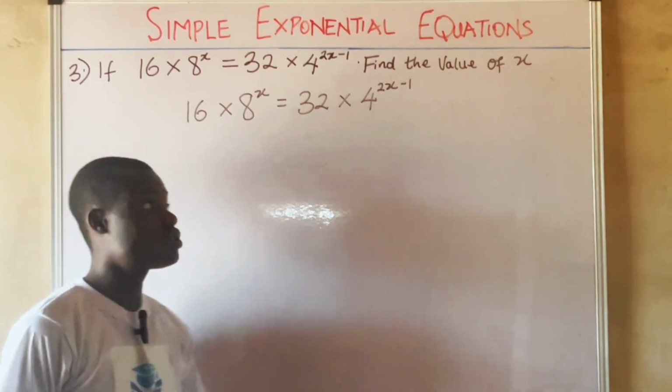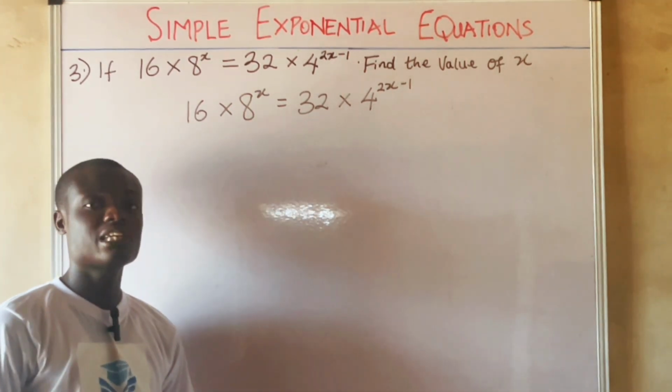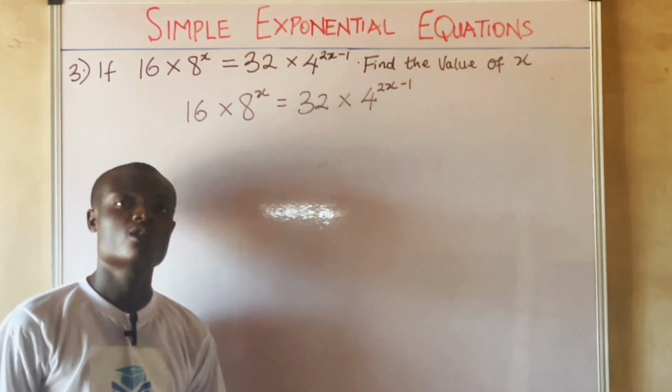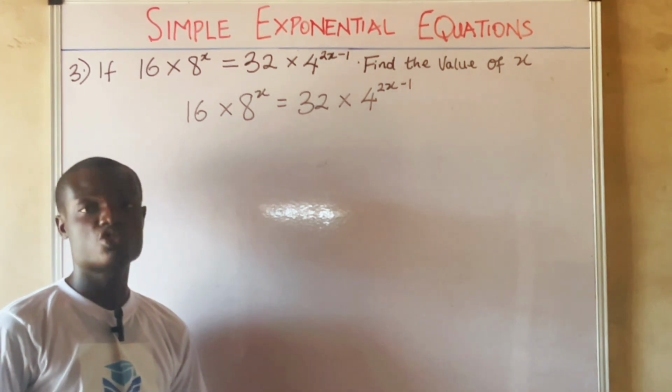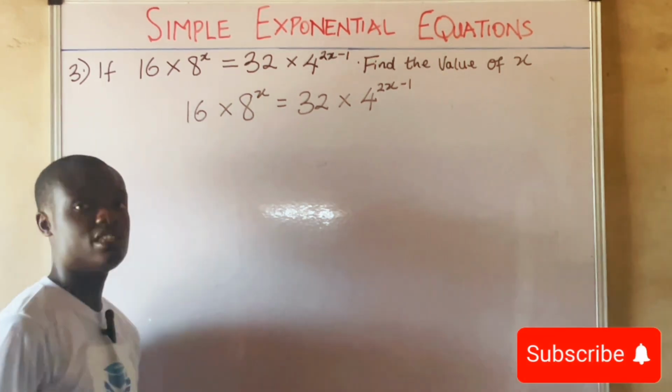So in our third question, we have it as 16 times 8 to the power of x is equal to 32 times 4 to the power of 2x minus 1. So just like we did in the first question, we have to find a common base. And a common base they can all share is 2.